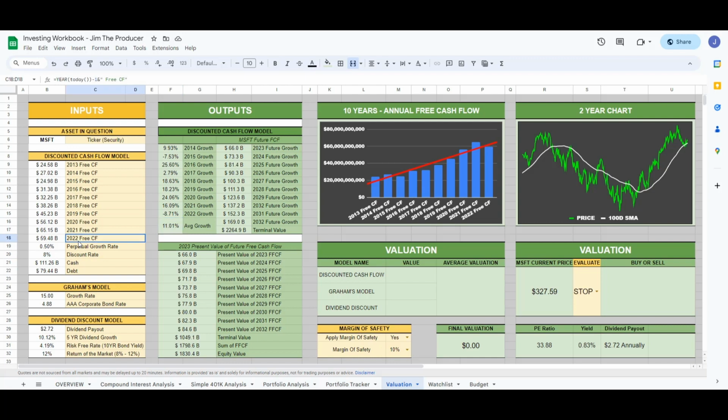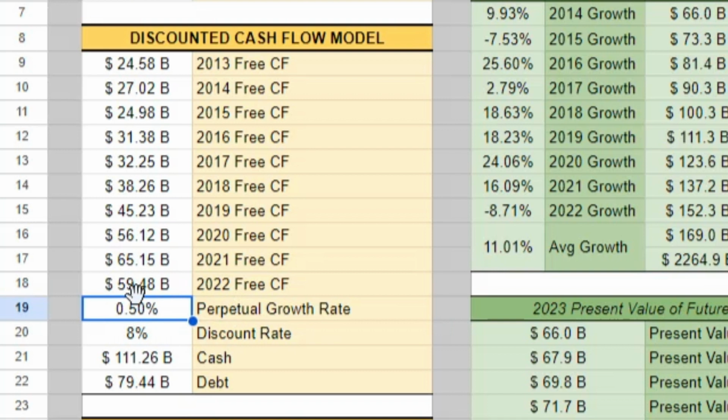Now I do need to change this calculator. It does say 2022, but now we're already halfway through 2023, so I can go ahead and change this to 2023. Perpetual growth rate, I normally keep around 0.5% for my evaluations, and discount rate around 8%, meaning if you put your cash anywhere else, what type of yields or interest would you expect on your cash?